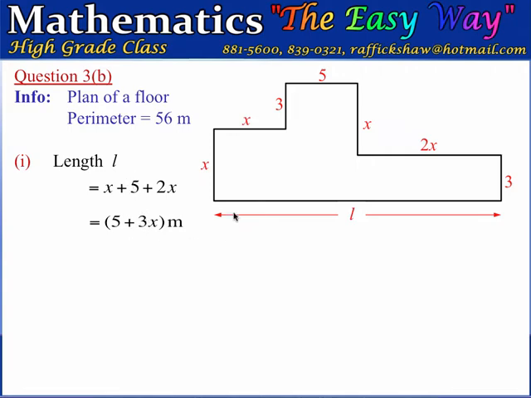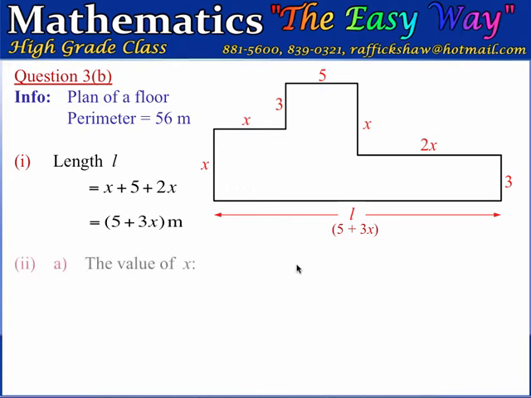So L, the length of the floor across here, is 5 plus 3x meters. All dimensions are in meters. So the length of the floor is 5 plus 3x meters, and we can show that on the diagram here. L is 5 plus 3x.